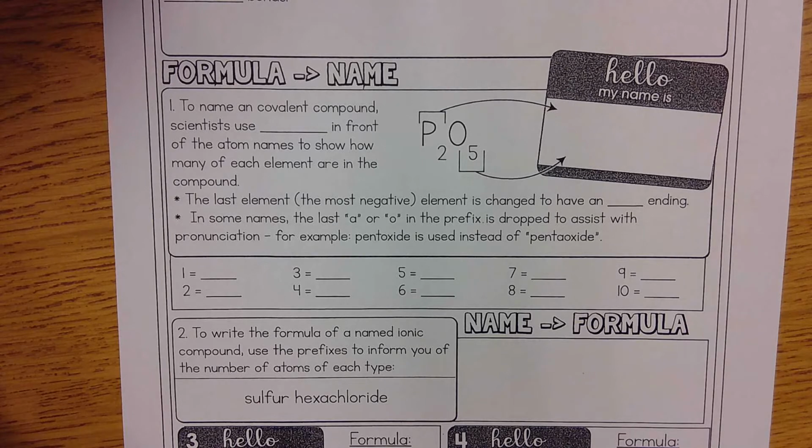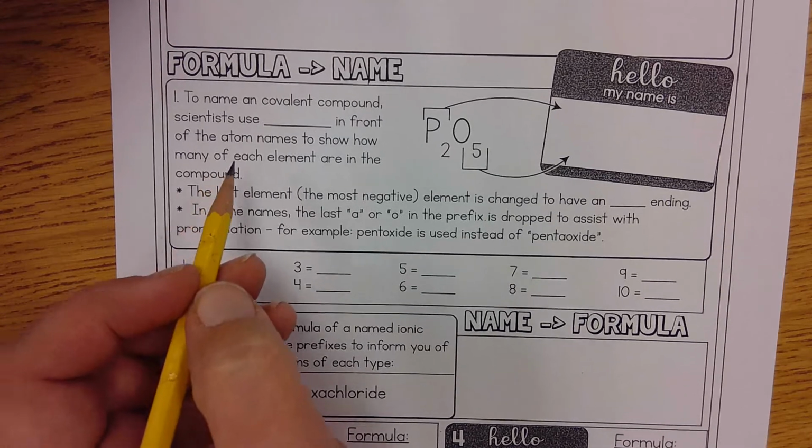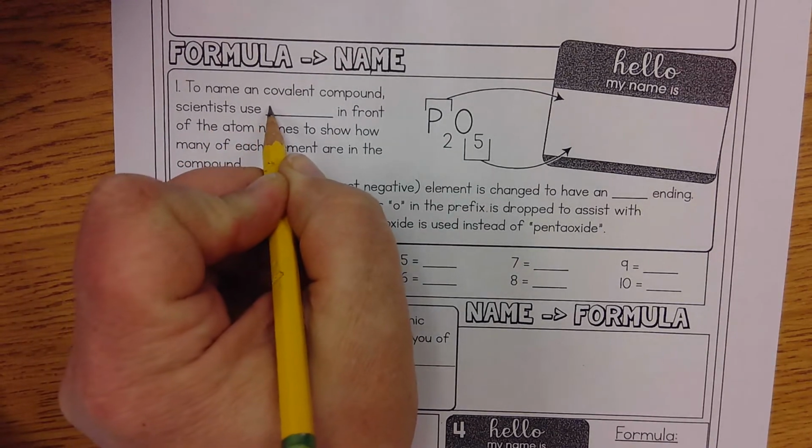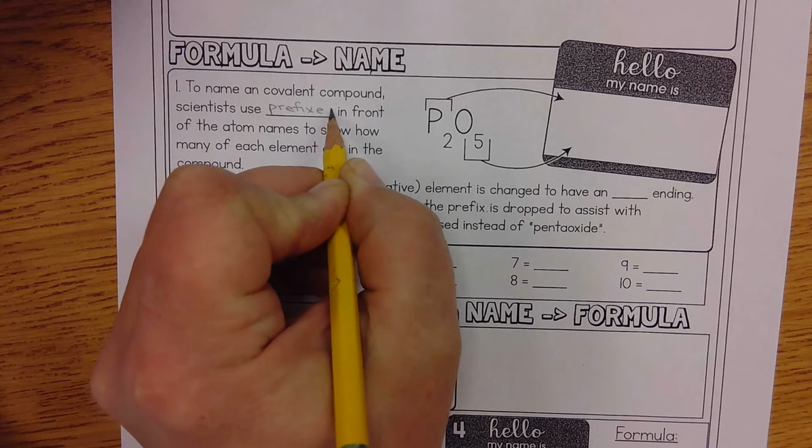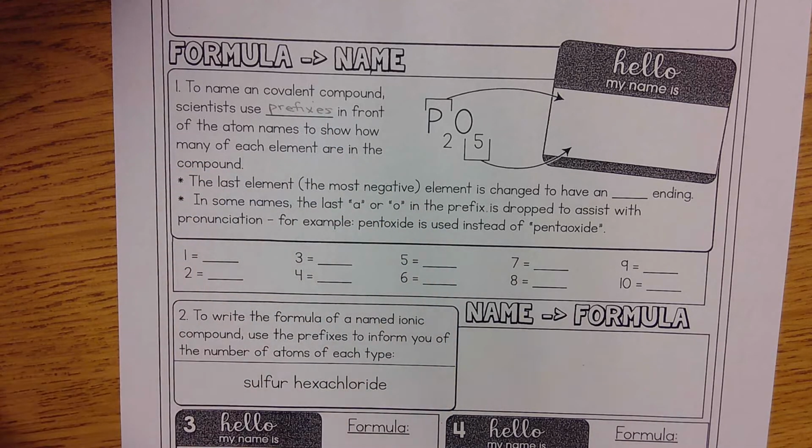All right, so the way we name these is really actually kind of easy. To name a covalent compound, scientists use prefixes in front of the names to show how many there are of each one.